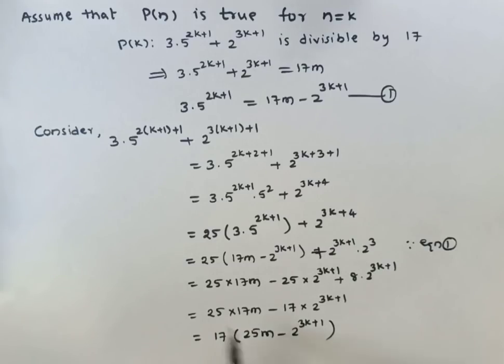So therefore this number is equal to 17 into some constant. Therefore this is compulsorily divisible by 17, since it is a multiple of 17. Therefore the given statement is true. Therefore P of n is true for n equals k plus 1 also. Now hence by the principle of mathematical induction, the given statement P of n is true for all natural numbers.